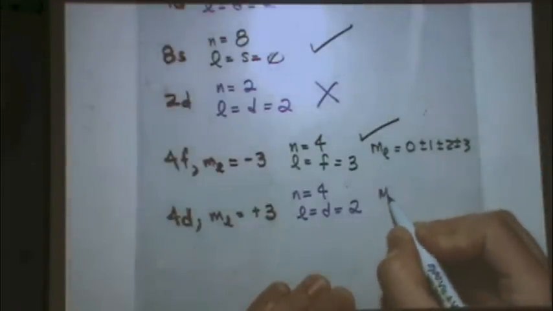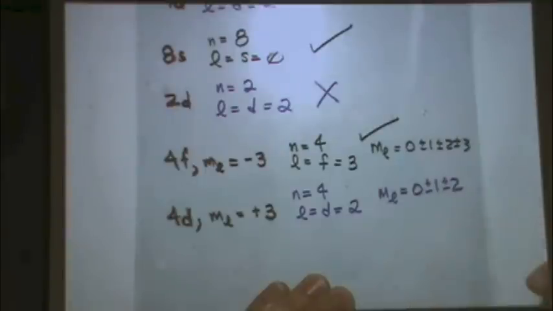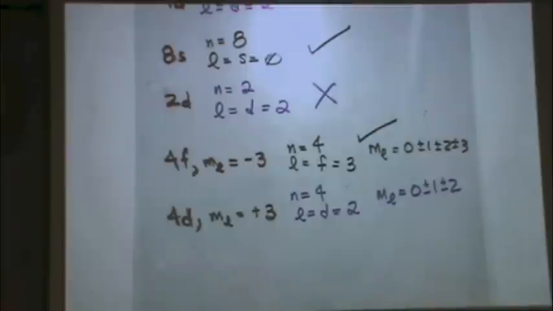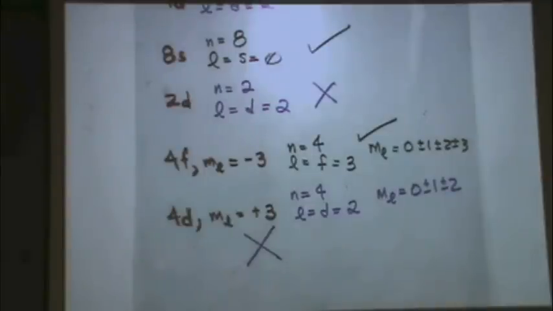So if l is 2, what are all the possible values for m sub l, first of all? Plus or minus 1, plus or minus 2, anything else? No, remember if l is 2, m sub l is bounded by negative 2 and positive 2. So it would be minus 2, minus 1, 0, 1, or 2. In that case, plus 3 is not an allowable quantum number, so this orbital wouldn't work. It could say 4d m sub l equals plus 2, or 4d m sub l equals minus 1. Any one of these five numbers would be okay. But it doesn't list one of those numbers, it lists another number, so this last one's not allowed.